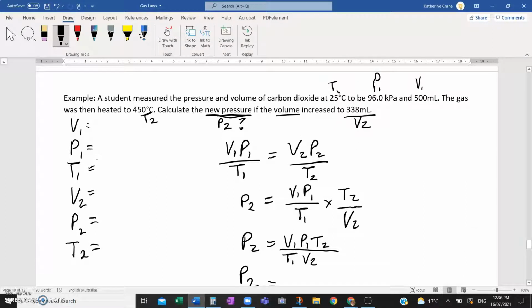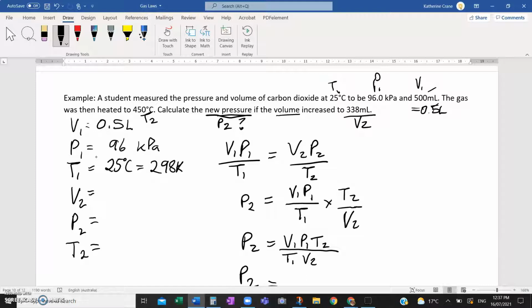A student measured the pressure and volume of carbon dioxide at 25 degrees Celsius, T1, 25 degrees C, and that is 298 Kelvin, which is what we must use. 96 kilopascals, P1, 96 kPa, and 500 mL. So 500 mL equals 0.5 litres. It has to be in litres.